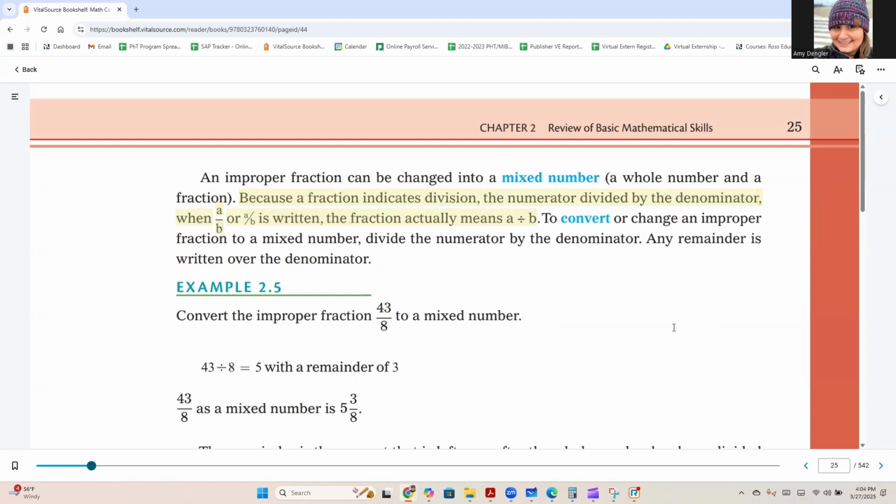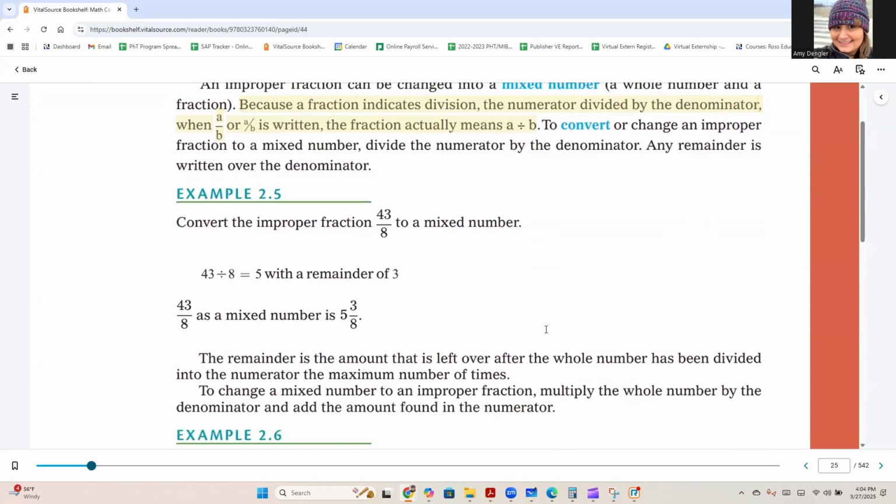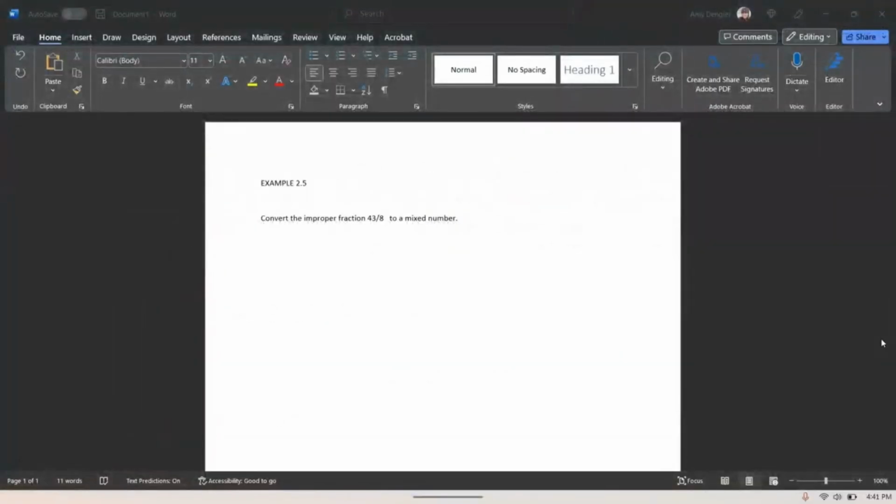To convert or change an improper fraction to a mixed number, divide the numerator by the denominator. Any remainder is written over the denominator. So we will do example 2.5. All right, so example 2.5, convert the improper fraction 43/8 to a mixed number.